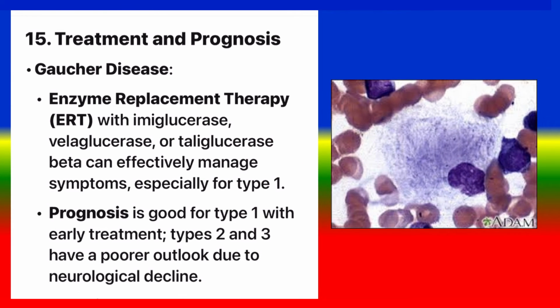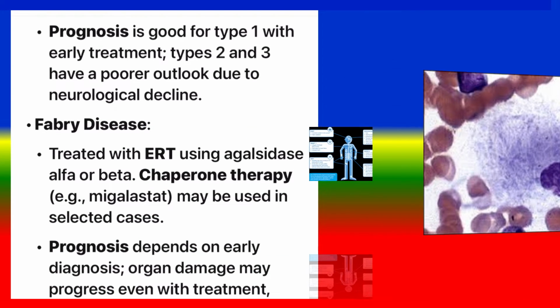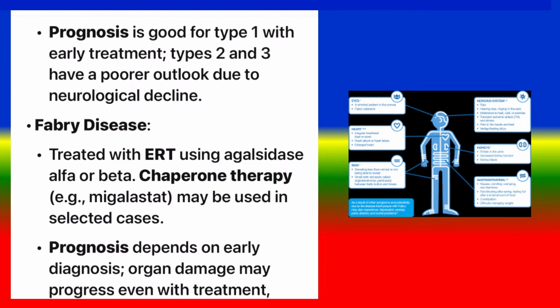15. Treatment and prognosis. Gaucher disease: enzyme replacement therapy, ERT, with imiglucerase, velaglucerase, or taliglucerase beta can effectively manage symptoms, especially for type 1. Prognosis is good for type 1 with early treatment. Types 2 and 3 have a poorer outlook due to neurological decline.